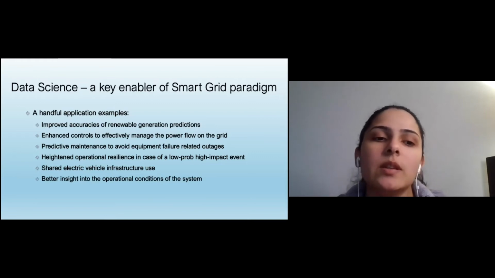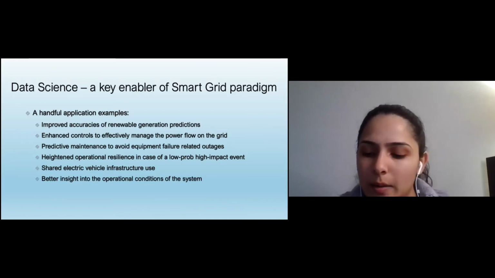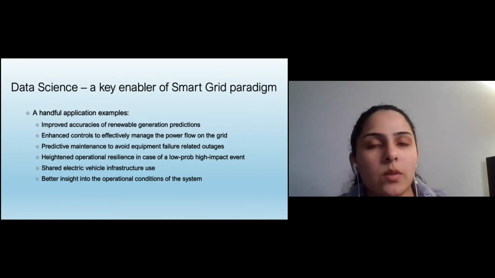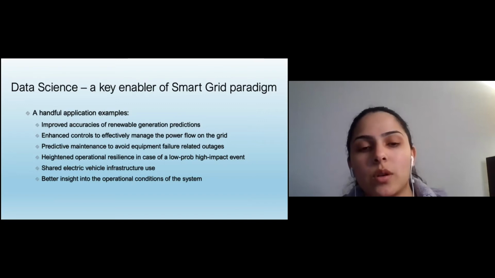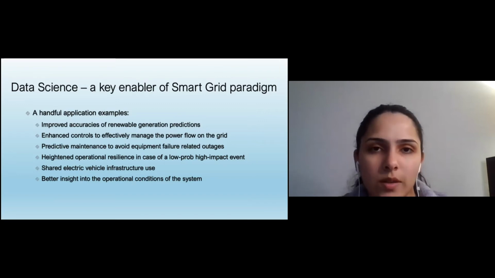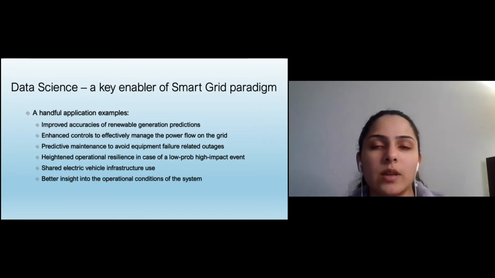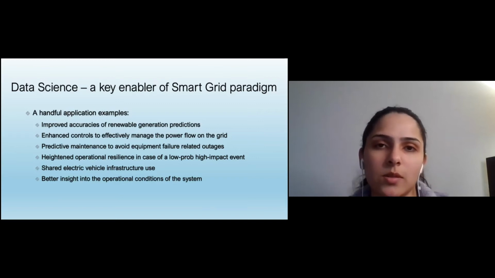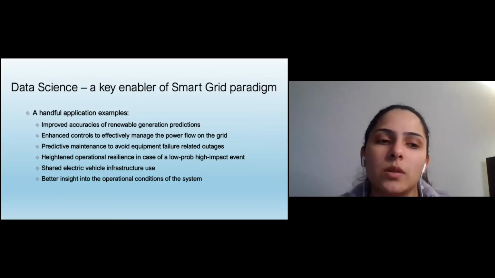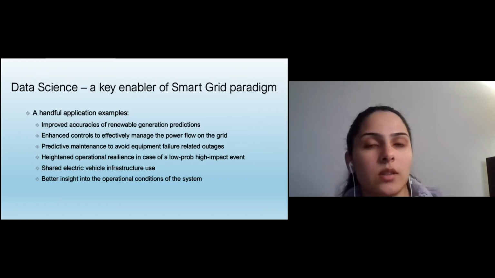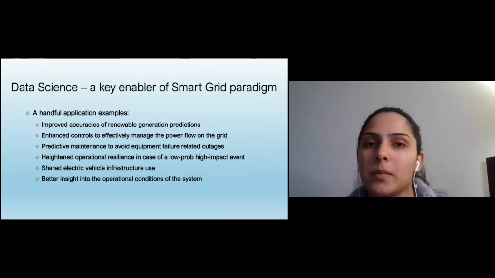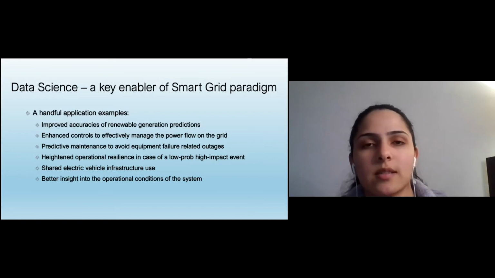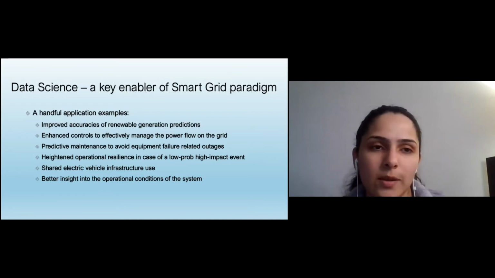And same way, better insight into the operational conditions of the system. So in power systems, because of decreasing cost of measurement devices and sensors, more and more of them are getting deployed all over the grid. So there is a lot of data which is getting gathered through those sensors. So drawing insights from that data to be able to understand the operational condition of the system, there is a lot of use of data science there.